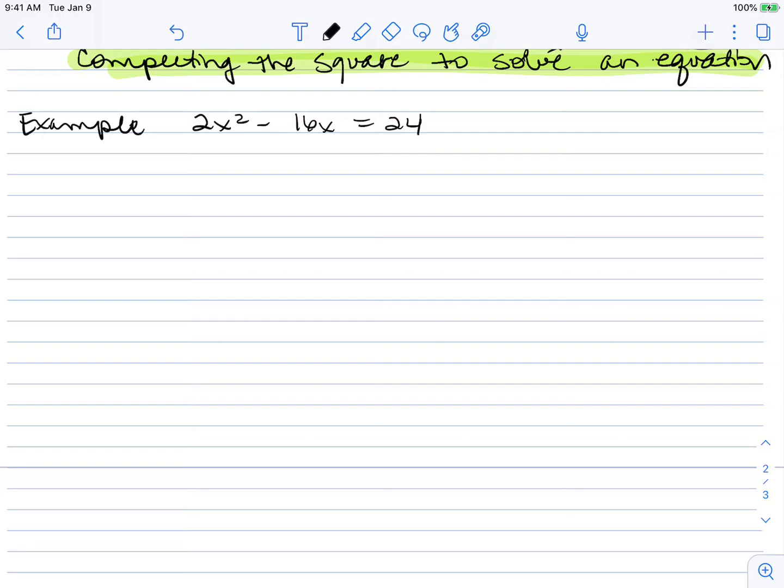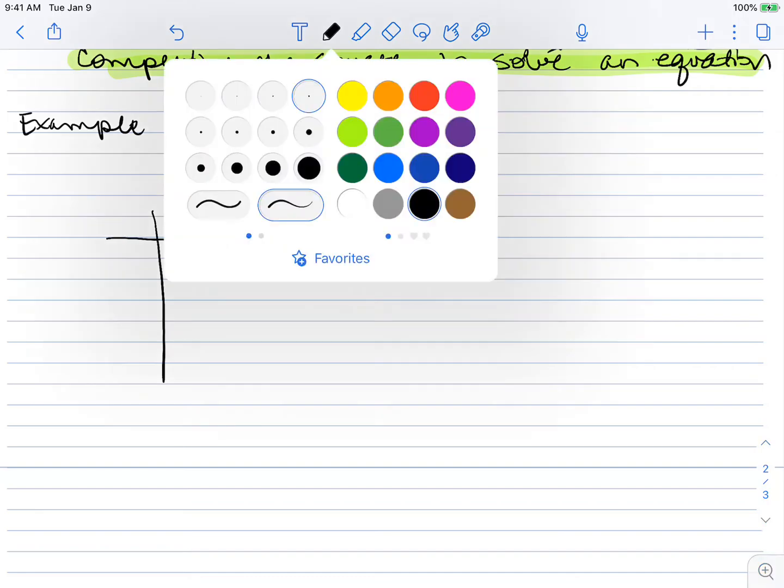So here's what I'm going to do. I'm going to say if I divide everything by 2, then I've done the same thing to both sides of my equation, and this makes the math a little bit easier. So I'm going to end up with x squared minus 8x equals 12. Okay. And what I'm going to do now is do this with algebra tiles.